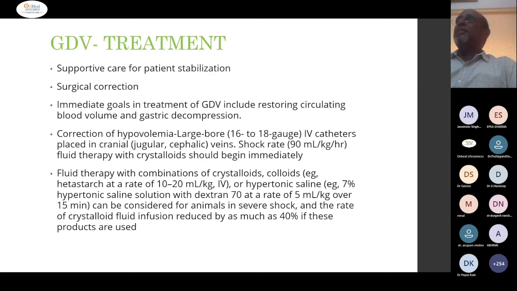And the shock rate is 90 ml per kg of crystalloids. So immediately you should give 90 ml per kg of crystalloids. That is Ringer's lactate. And you can mix colloids at the rate of 10 to 20 ml per kg body weight. You can go for dextran also, if there is no long delay and there is no DIC or anything. Otherwise, better to go for hetastarch.